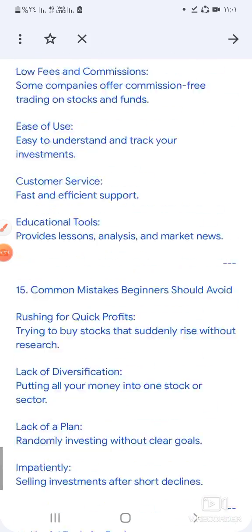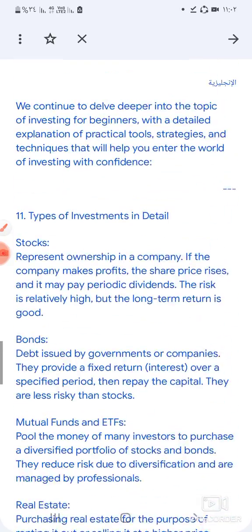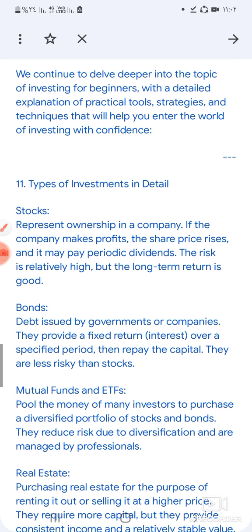We continue to delve deeper into the topic of investing for beginners, with a detailed explanation of practical tools, strategies, and techniques that will help you enter the world of investing with confidence. 11. Types of investments in detail.